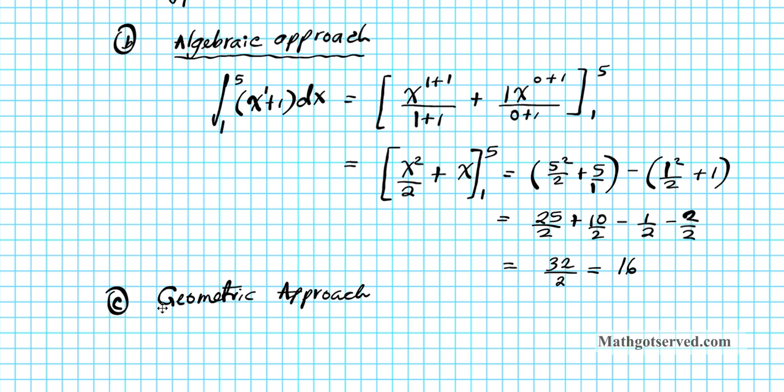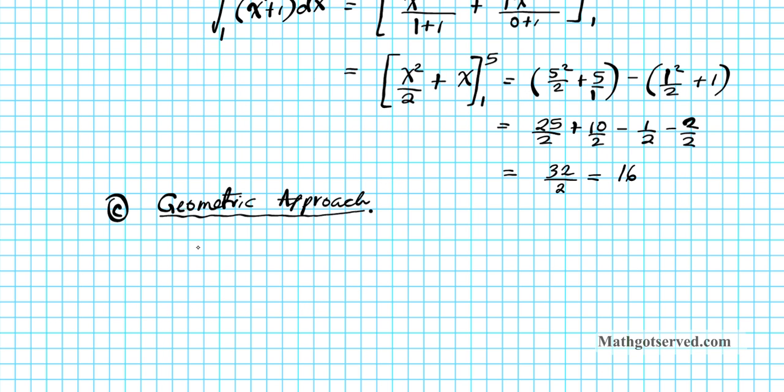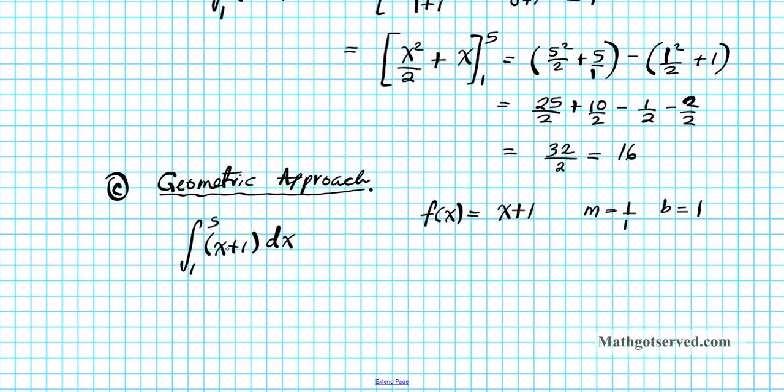Okay, so for this one, let's go ahead and sketch what the curve of the function looks like. So we want to find out what is the integral from 1 to 5 of x plus 1 dx. We know that the geometric significance of the integral is the area between the curve of the function and the x-axis. So let's graph this. If we have the function f of x equals x plus 1, we know that the slope is 1 over 1, and our y-intercept is 1. All right? So let's graph this function on the domain 1 to 5.